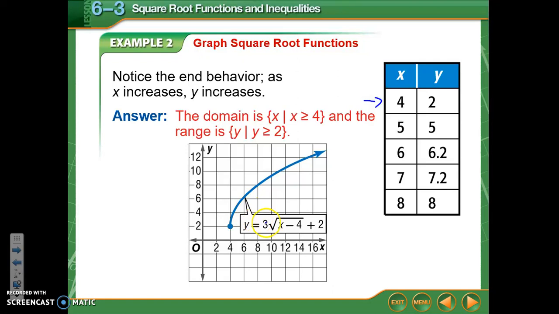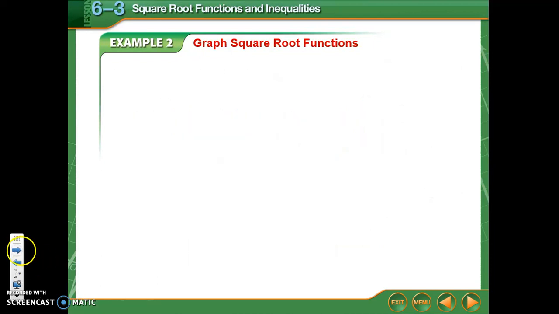Notice that the end behavior: as x gets really positive, y gets really positive. So f of x goes to positive infinity as x goes to infinity. My domain here is x is greater than or equal to 4 because it starts at 4 and goes to the right. My range is y is greater than or equal to 2.